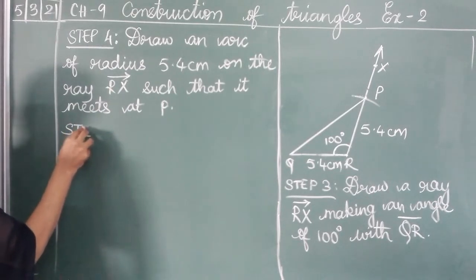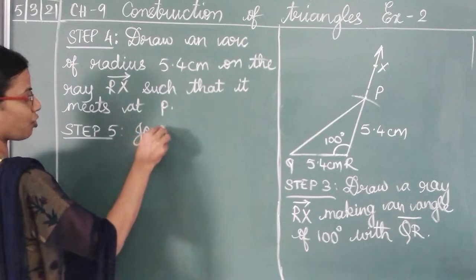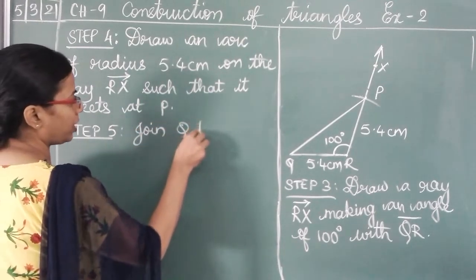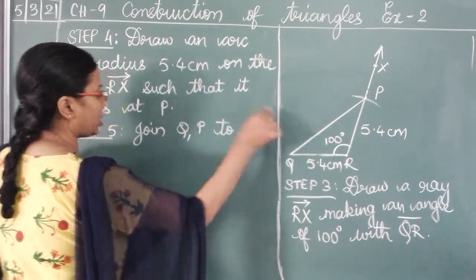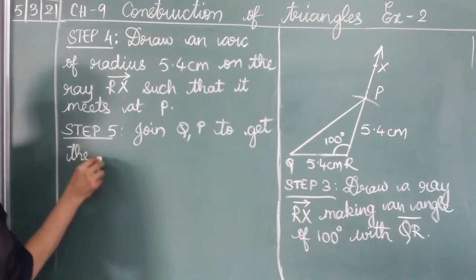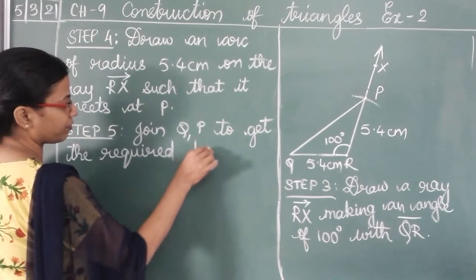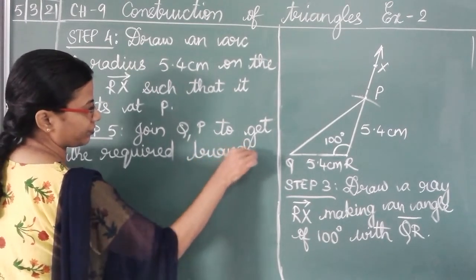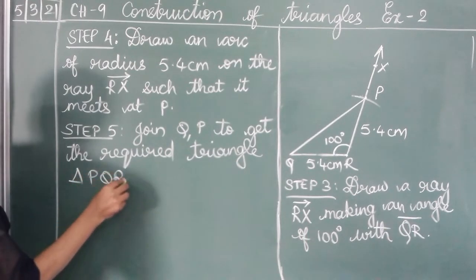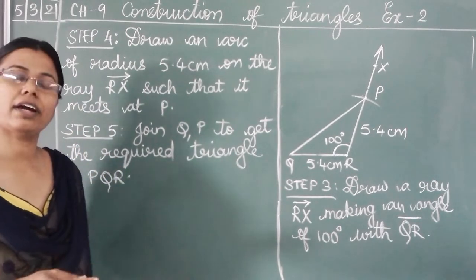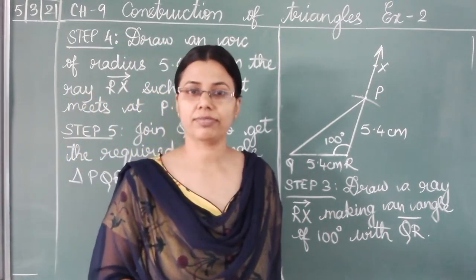Now let us write the last step, which is step 5. Step 5 is join QP to get the required triangle PQR. Understood this, children? Copy in your class workbooks neatly.